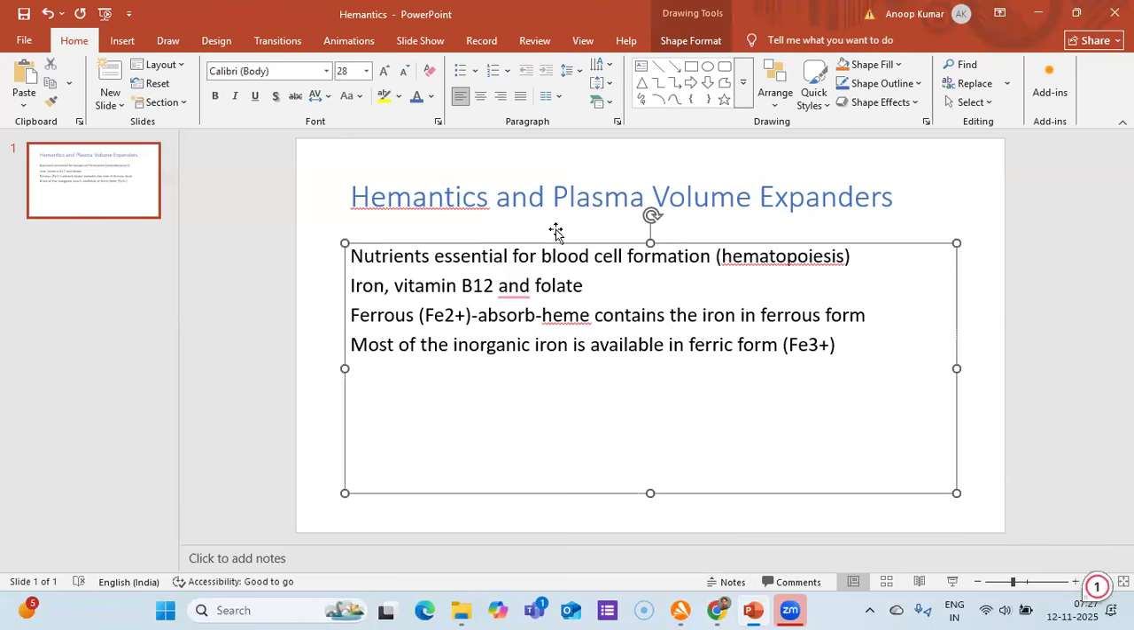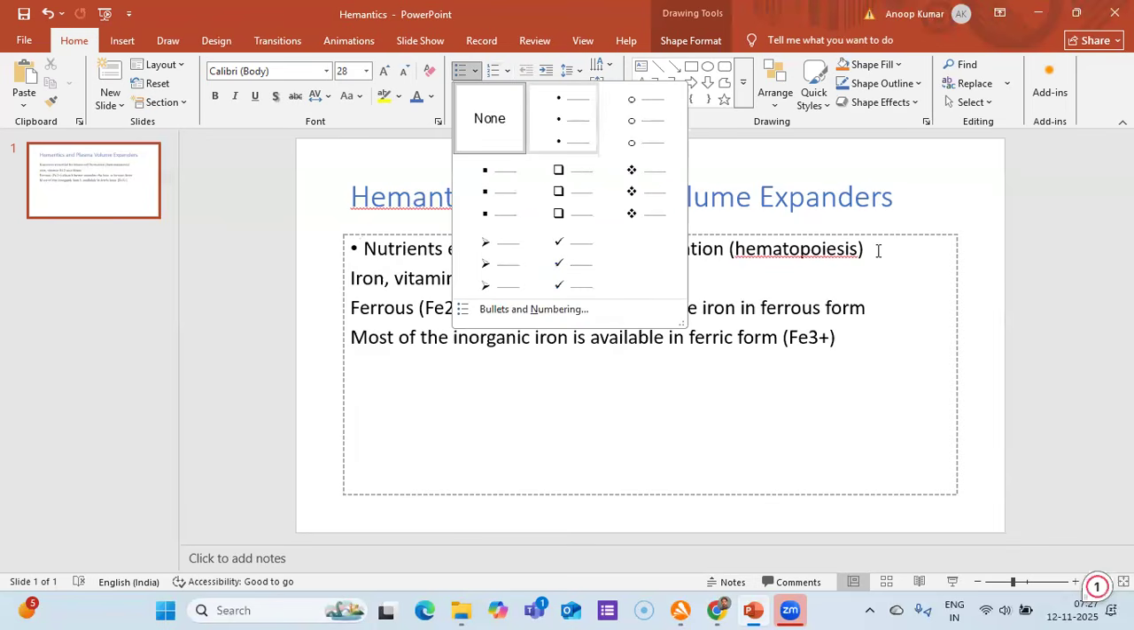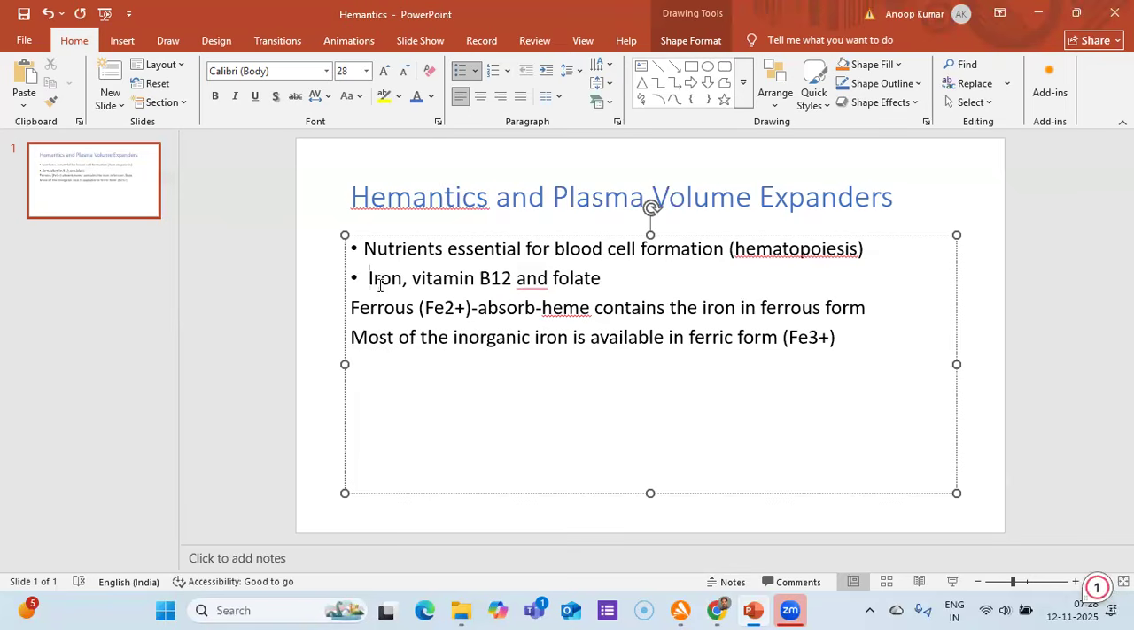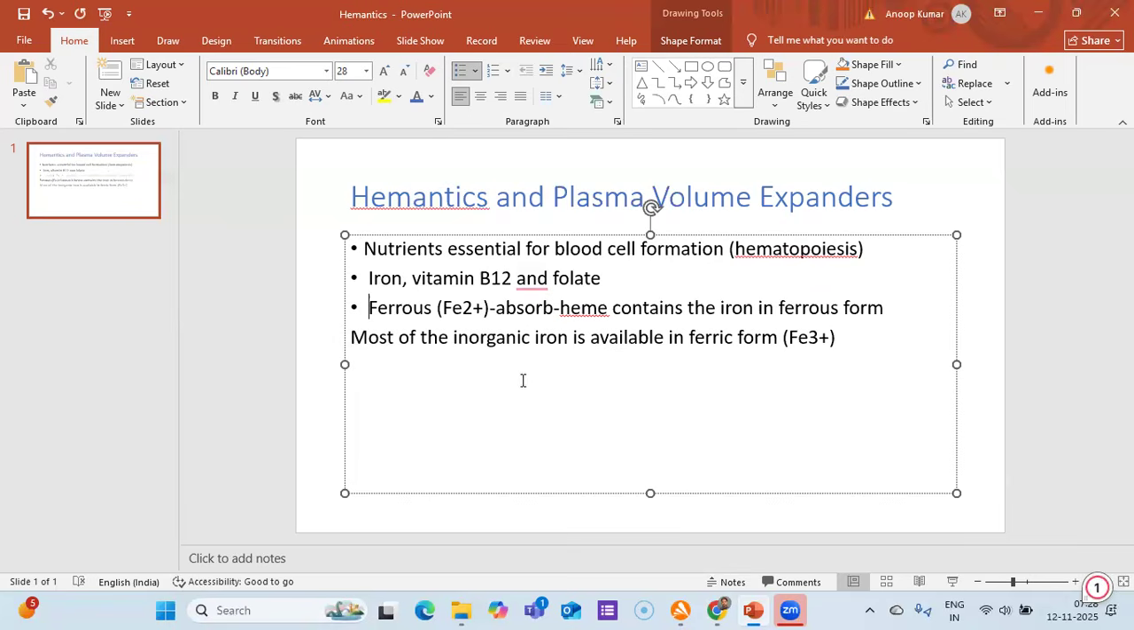Hematinics are the nutrients which are required for the formation of the blood cell. So what are these? These are the major nutrients which are required: iron, vitamin B12. Iron is the major component for the hemoglobin. Vitamin B12 is for your DNA, right? Then when we talk about iron, iron is available in various forms. So ferrous form of the iron is absorbed from the intestines, and heme contains the iron in the ferrous form.